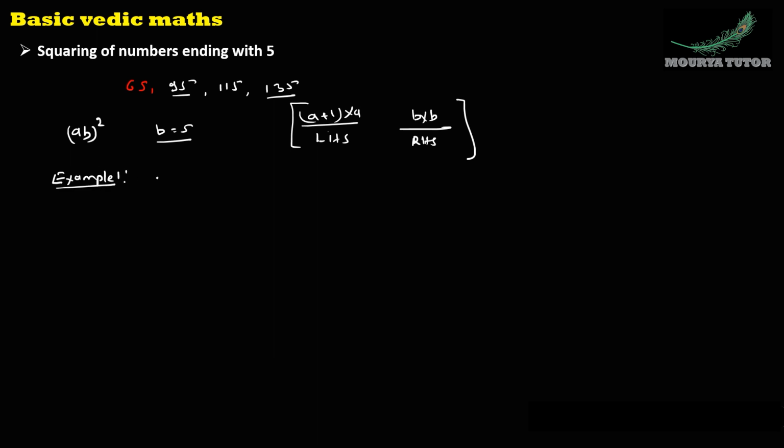Okay, now let's suppose you have to square 65. Then find out the LHS. LHS will be 6 plus 1 into 6. This is your LHS. The RHS will be 5 into 5. Now you can do the multiplication here. This is very simple. 7 into 6, 42, and 5 into 5, 25. This is your final answer, right?